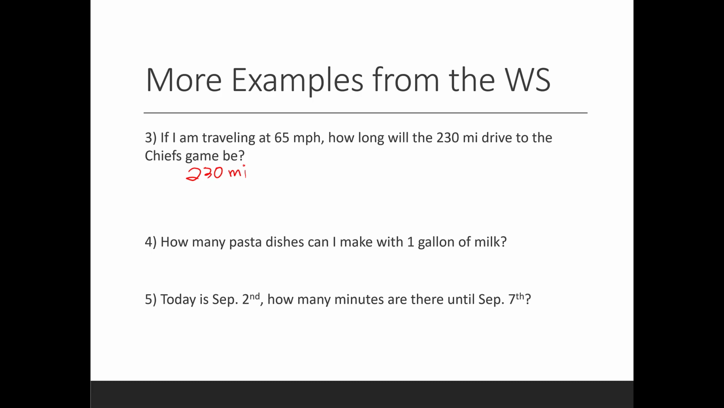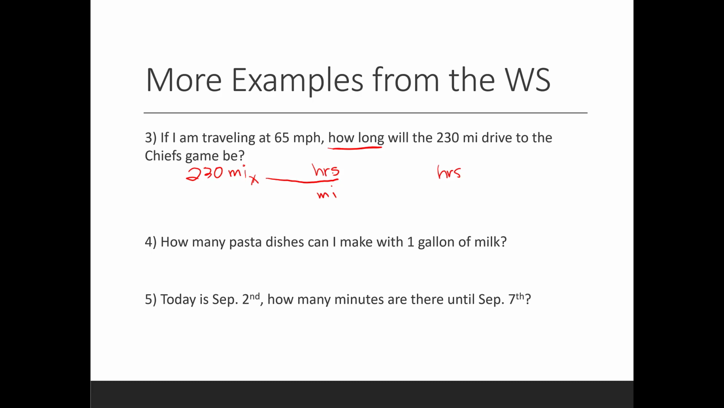That's my measured value. And I want to convert that. It says how long. I want to convert that into hours. So I'm going to go from miles to hours. Then I write my empty fraction and put the unit that I want to cancel out of on the bottom. I want to cancel out of miles, so I'm going to put miles on the bottom. And I'm going to put hours, the unit that I want to go to, on the top. Now the question is, what is my conversion factor?